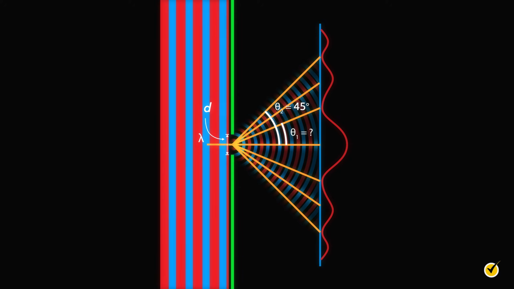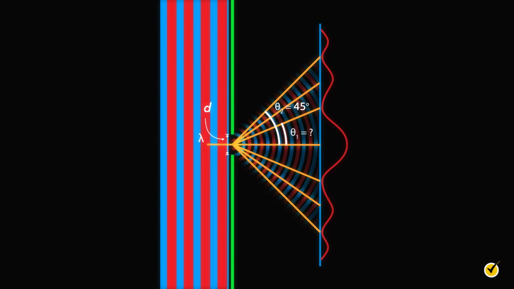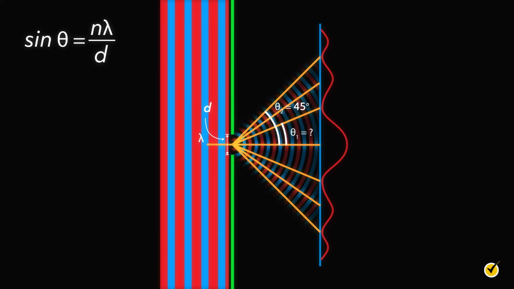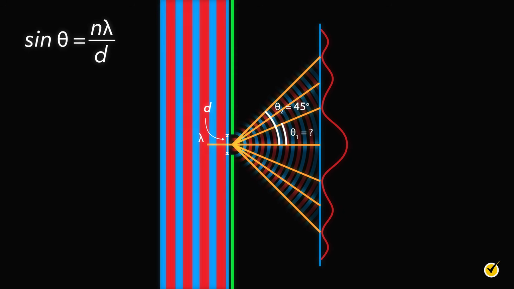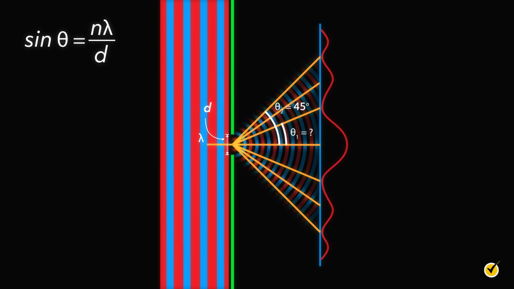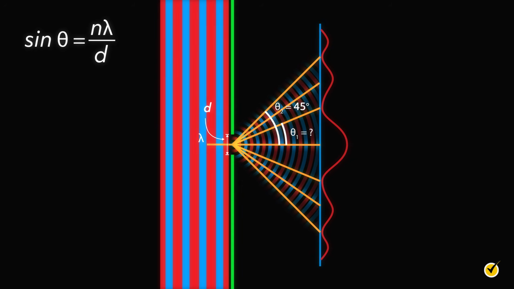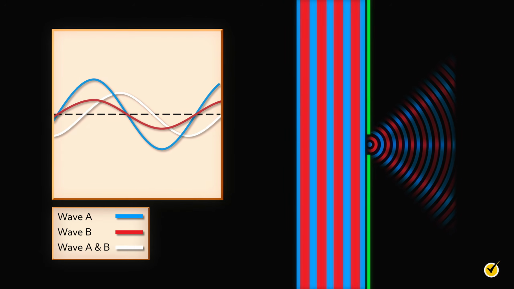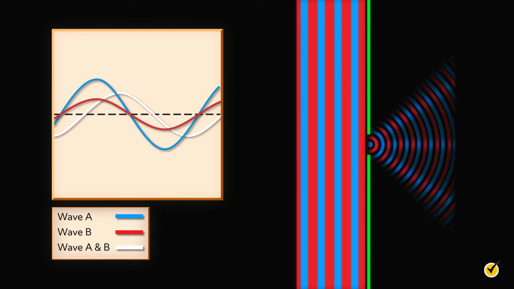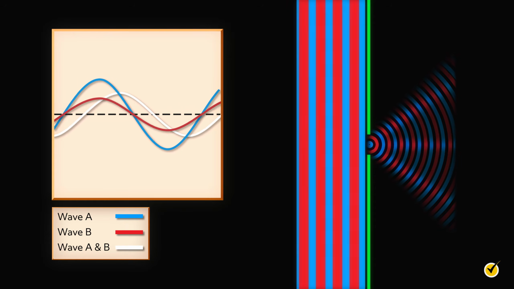The dark spots are known as minima. The equation used to describe this pattern, based on each individual dark spot, is sin θ = nλ/d. Theta is the angle from the center of the screen to the minima being measured.